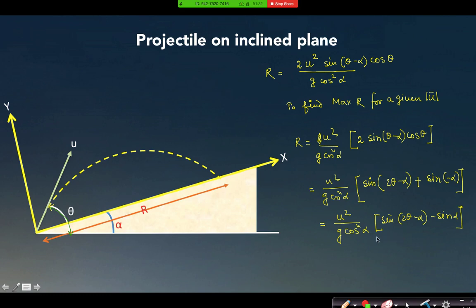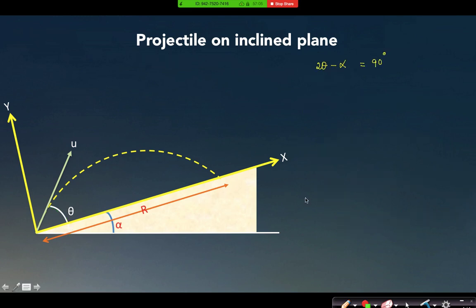And it is very easy to find the value of theta for which R is maximum. If I maximize this term, then I can say R is maximum. Yes or no? Yes. And what is the maximum value of this one? 1. In that case, what will be the value of 2 theta minus alpha? 90 degrees. So this is the value of theta. From here, you can find the value of theta such that the range is maximum. So (90 plus alpha) by 2.